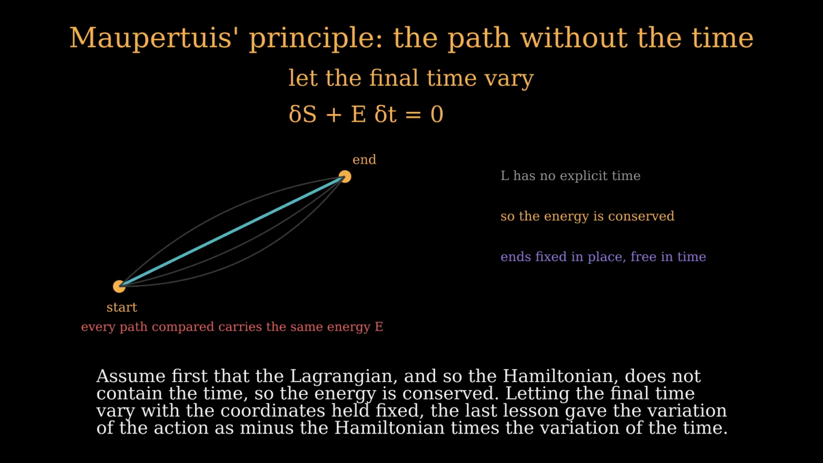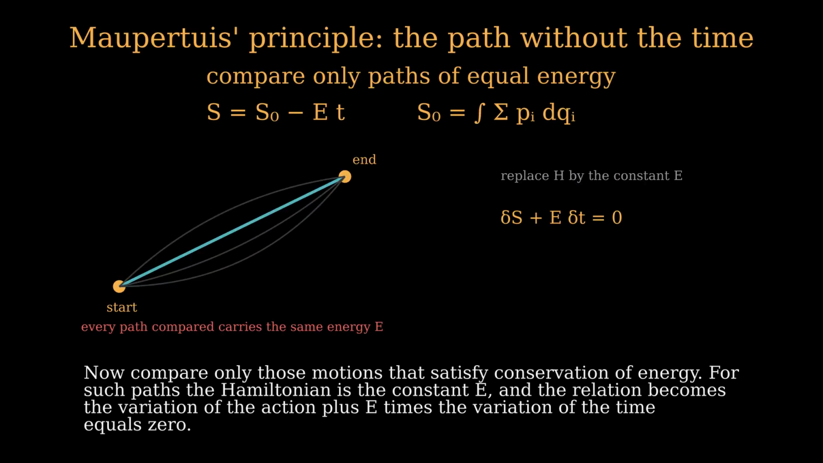Assume first that the Lagrangian, and so the Hamiltonian, does not contain the time, so the energy is conserved. Letting the final time vary with the coordinates held fixed, the last lesson gave the variation of the action as minus the Hamiltonian times the variation of the time. Now compare only those motions that satisfy conservation of energy. For such paths, the Hamiltonian is the constant E, and the relation becomes the variation of the action plus E times the variation of the time equals 0.